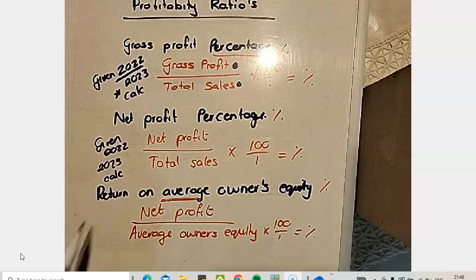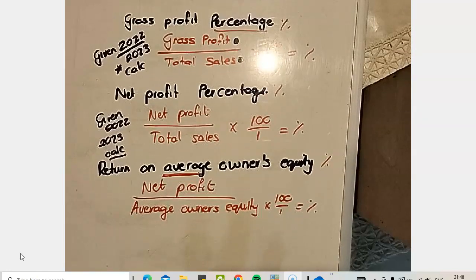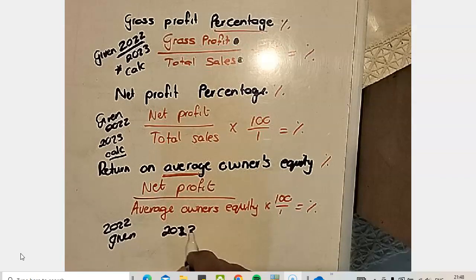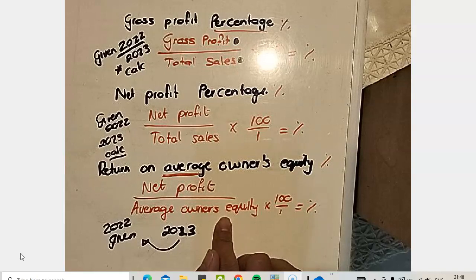Remember, always use your figures in the section. If you don't use figures, you will not get your marks. Same with the net profit average owner's equity. You will have a 2022 value given to you, and then your 2023 you need to use in terms to explain what happened. Did it increase or decrease, and why it might have increased or decreased. So your net profit could have increased and your owner's equity could have stayed the same, or your owner's equity has decreased. That's why the percentage is higher.